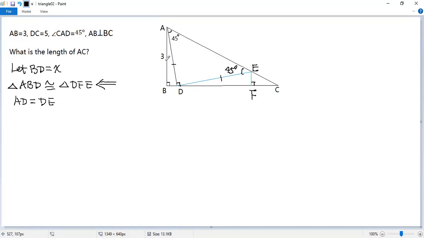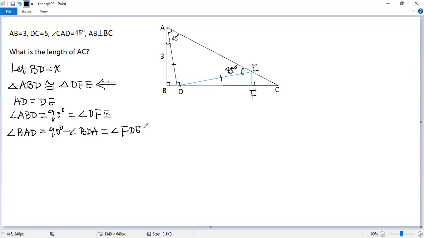And we know angle ABD equals 90 degrees, equals angle DFE. And also angle BAD plus angle BDA equals 90 degrees. So that means angle BAD equals 90 degrees minus angle BDA. But angle BDA plus angle FDE equals 90 degrees. So that means the difference equals angle FDE. So equals that. Okay. So angle, angle, side. So we know these two triangles are congruent.